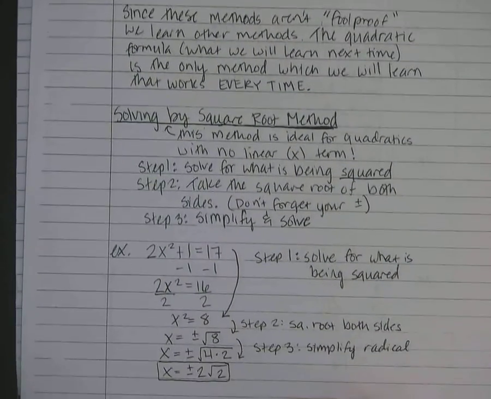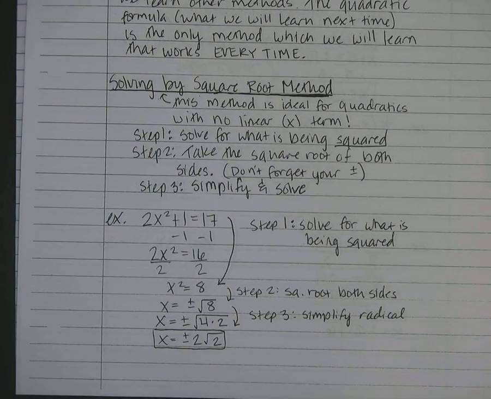So let's talk about how to solve using square roots. What you're going to do is solve for whatever is being squared. It might be a good idea to circle or highlight what's being squared so you know how to solve for it. Then you take the square root of both sides and use a plus or minus, and I'll talk about that in a second. Then you simplify and solve. Now you may have to reduce a radical here. That's the big thing that stands out to me.